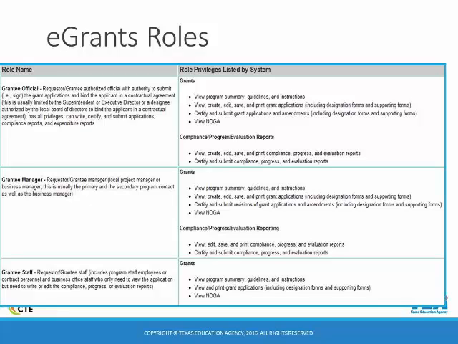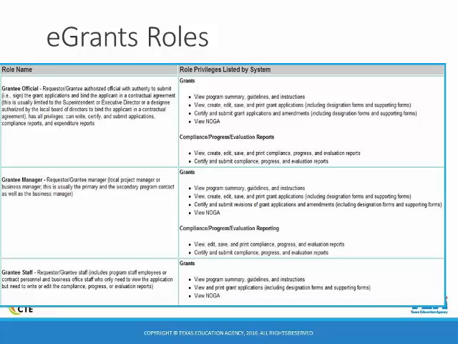So here's some interesting information. Here's the list of eGrant roles. Please note the differences and similarities between them. I know it's a little bit hard to read. Grantee official, that very top left one, can do everything. Usually that's the superintendent or his designee, such as the CTE director. The grantee manager, which is the next one down, can do almost everything except submit the application.